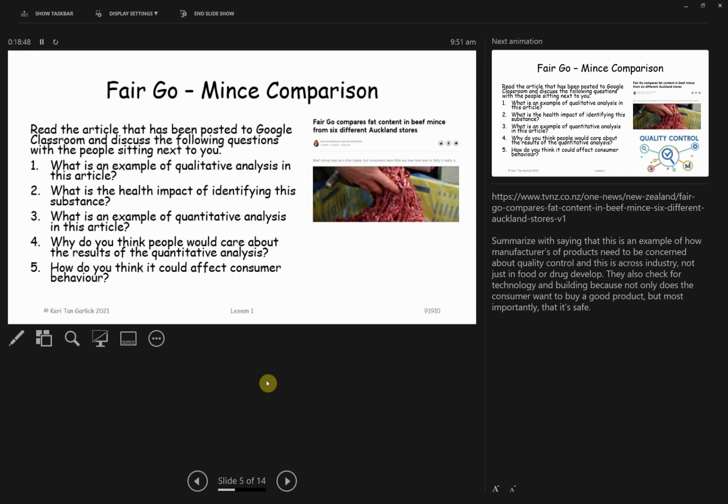From reading that article, what's an example of qualitative analysis? What's the health impact of that substance? What's an example of quantitative analysis? Why would people care about the results of the quantitative analysis? And how does this affect consumer behavior? You don't need to write it down. I just want you to discuss it with the people next to you. Don't worry about writing any of the answers down. It's just to help explore the real world impact of the science you're learning. Cool? All right, I'll walk around and help.